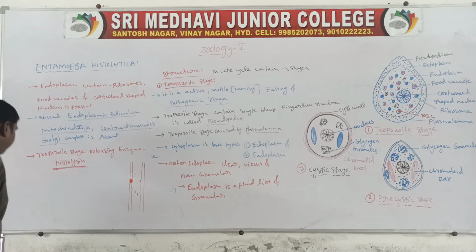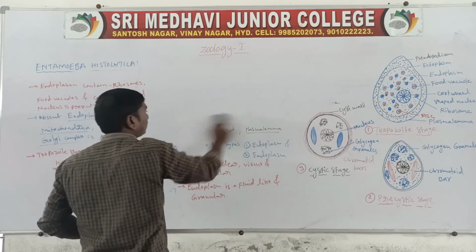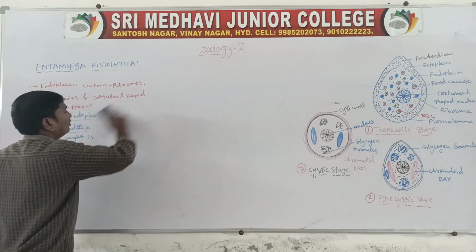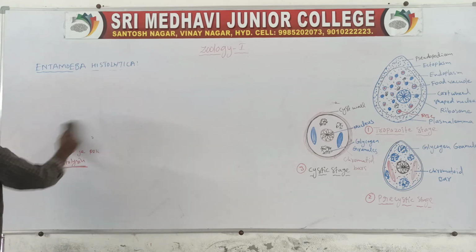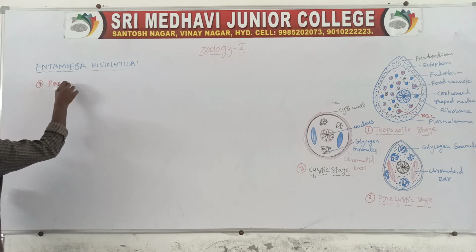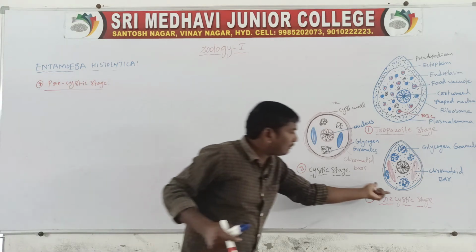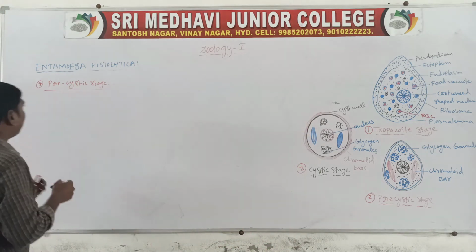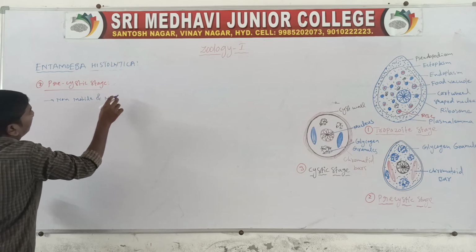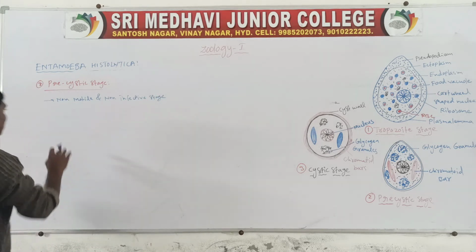Next, the second one, the precystic stage. This is the diagram of the precystic stage. The precystic stage is a non-motile and non-infective stage. Next, the shape is spherical or oval.